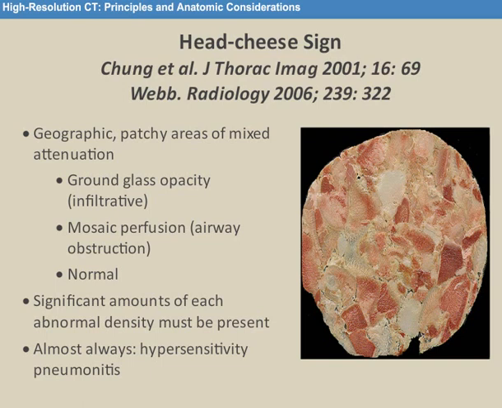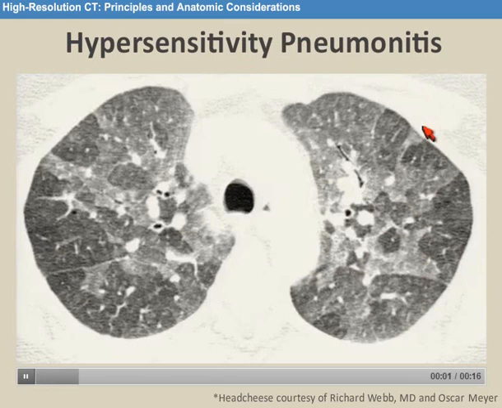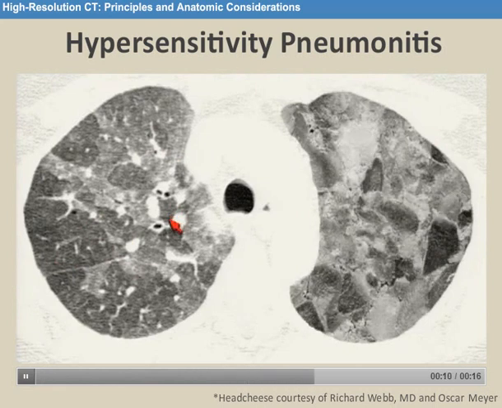Of course, significant amounts of each density must be present, and the importance of this pattern is that it's virtually always HP, even when you don't have an exposure. It's almost always hypersensitivity pneumonitis. And here's another nice example. Darker lung, whiter lung. This patient actually even has a few ground glass central lobar nodules, but this kind of heterogeneous mosaic of different densities looks just like the meat.